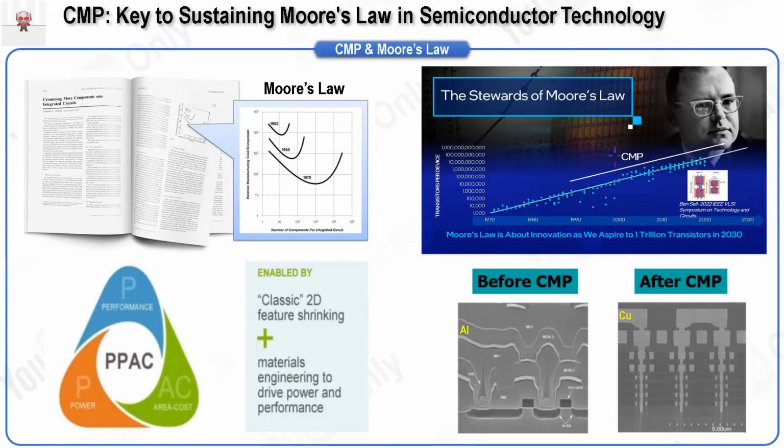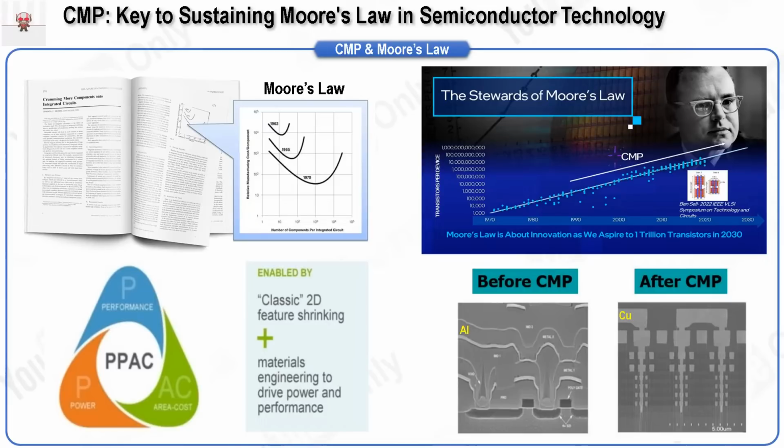As transistor scaling alone no longer meets performance, power, and cost requirements, complex material and architectural innovations are needed. CMP's novel applications at each new technology node are critical to advancing scaling and supporting the development of more devices.